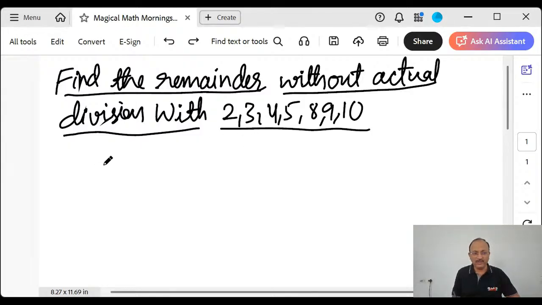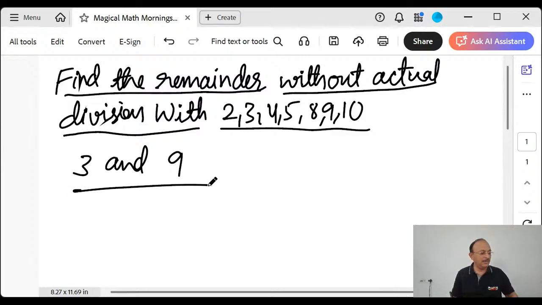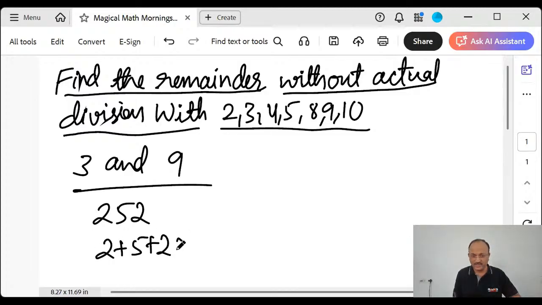We'll check now with 3 and 9. Let's take a number, suppose you have 252. Can you tell whether this number is divisible by 3? Easily. First we will find the digital sum: 2 plus 5 plus 2, which is equal to 9. This is divisible by 3, therefore the remainder is 0. This is divisible by 9 also, therefore the remainder is 0.